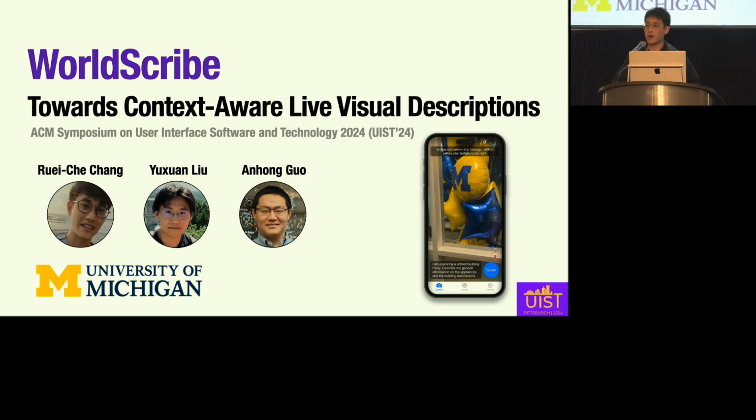Today I'm going to tell you about WorldScribe, a system towards generating context-aware live visual descriptions for blind people to access the real world. This work was done with Yuxian Liu and my advisor, Anhong Guo.